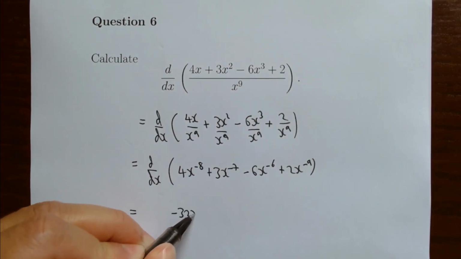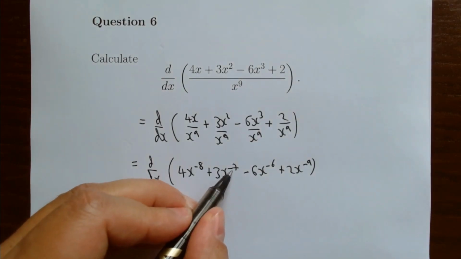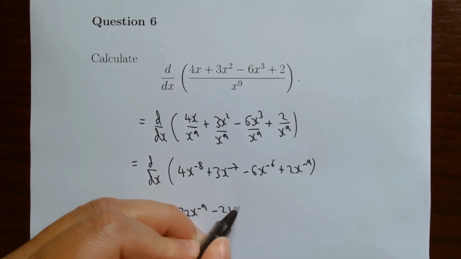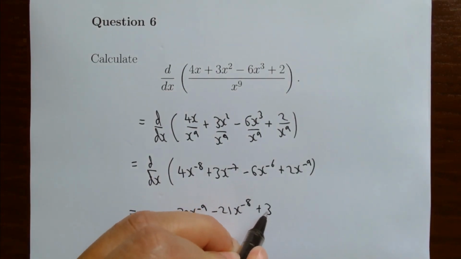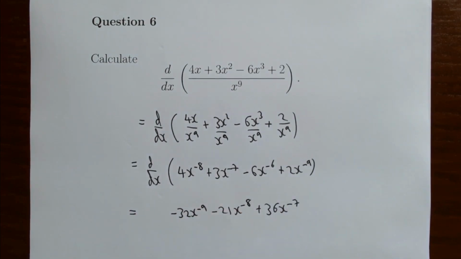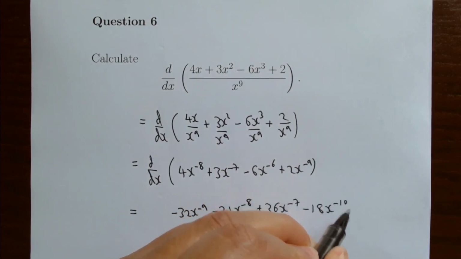So you get minus 32x to the minus 9. There's a minus 7 there, so that's minus 21x to the minus 8, plus 36x to the minus 7, minus 18x to the minus 10.